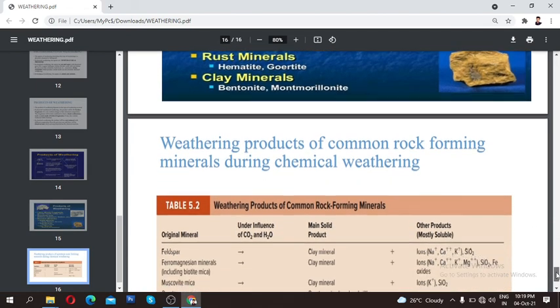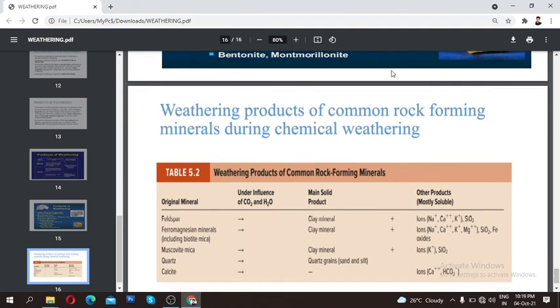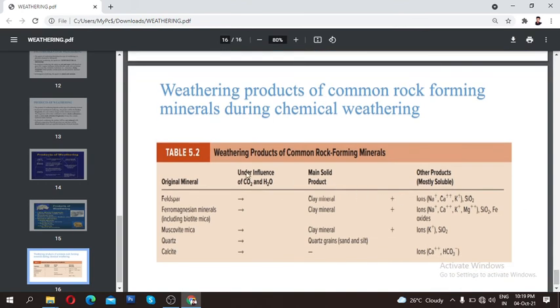Now here are the weathering products of common rock-forming minerals during chemical weathering. This is a small list, so you can also try to remember it. Sometimes it may help you in competitive exams, which may have very in-depth questions on chemical weathering, so this column will be very helpful. The original mineral is feldspar, the main solid product is clay mineral, and other products formed are sodium, calcium, potassium ions and SiO2.